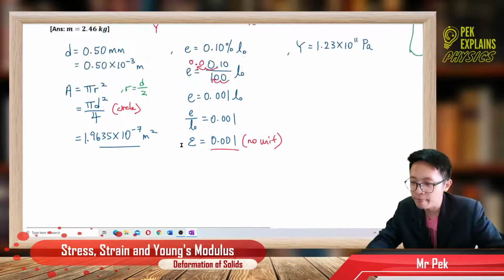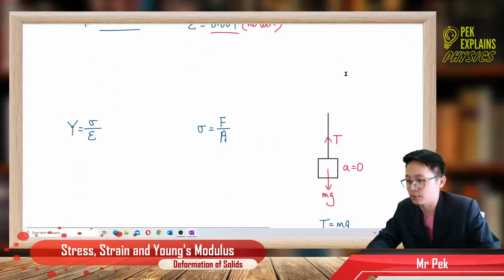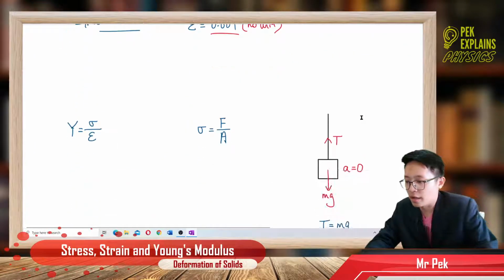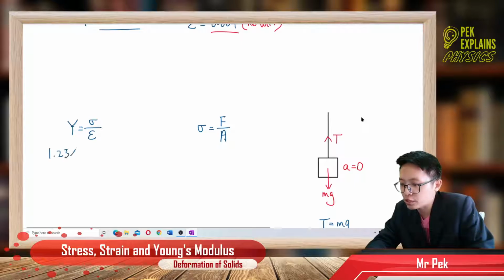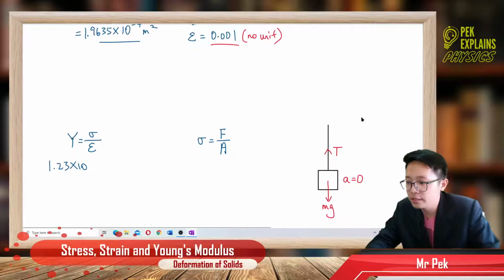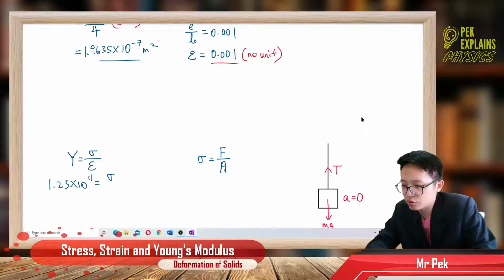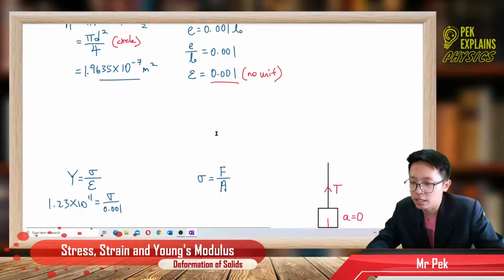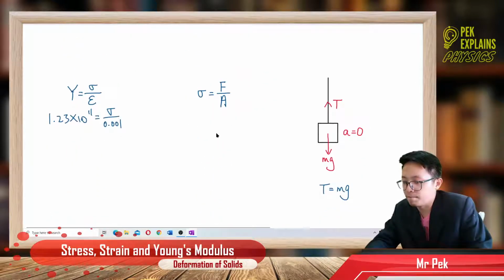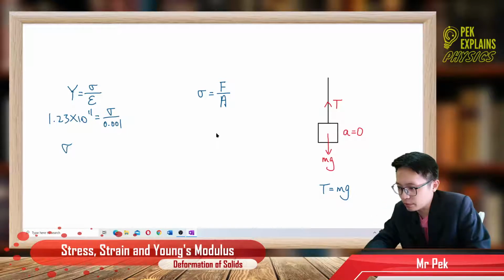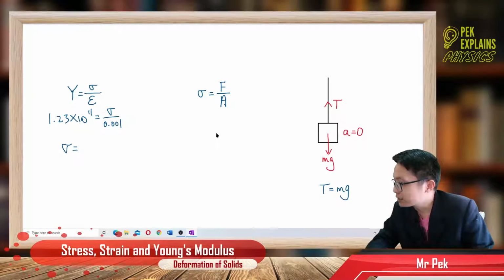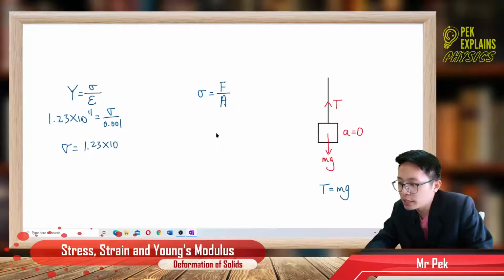Finish our job, yeah? So I have a strain, I have a Young modulus, just plug in all the values. My Young modulus is 1.23 exponent 11, equal to stress over strain. 0.001, that's my strain. So let us find out what is our stress. The stress is 1.23 exponent 8 Pascal. Yes.